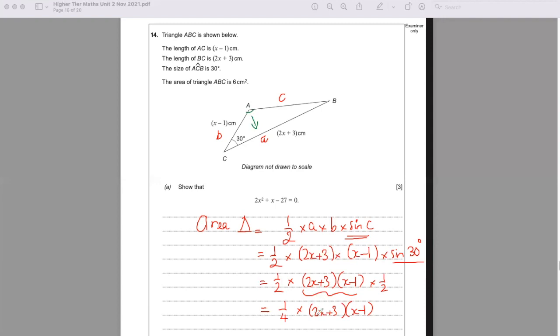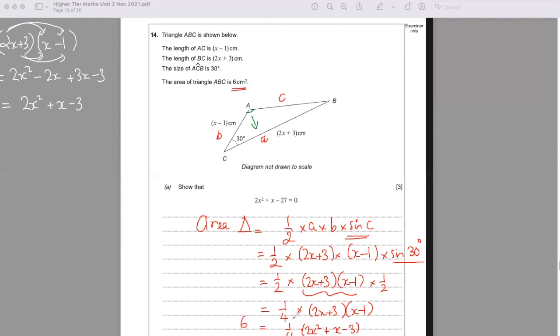Now we're going to expand this double bracket. I'm going to do it here because I don't actually have space there. Separately, to expand a double bracket, you just multiply it out from 2x first, so 2x squared minus 2x, and then from 3, plus 3x minus 3. And simplify the middle bit. So 2x squared plus x minus 3. So that would be equal to a quarter times 2x squared plus x minus 3. Now, they're telling you the area equals 6, so that is equal to 6.